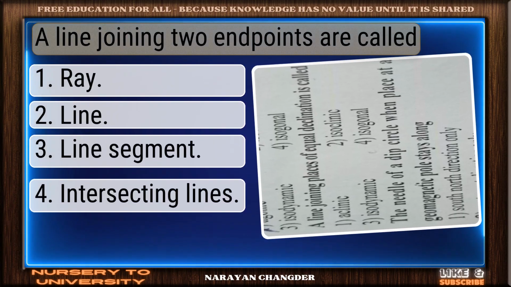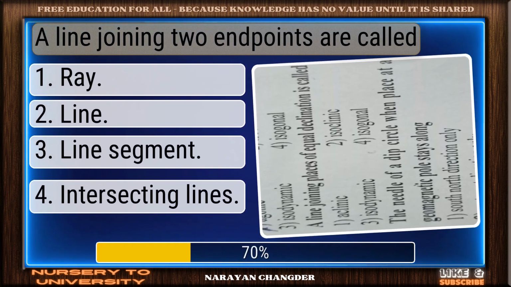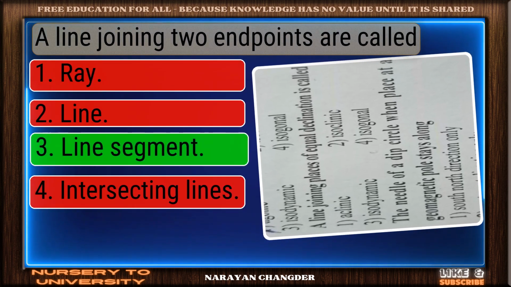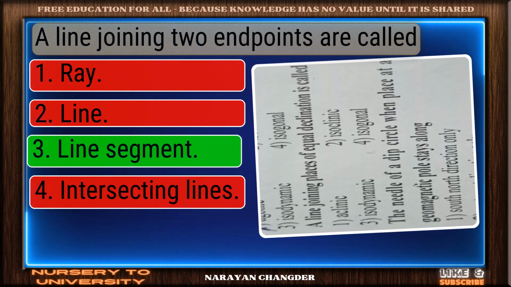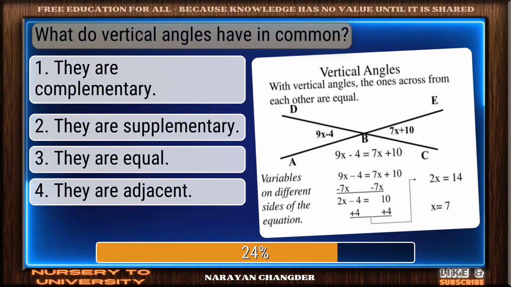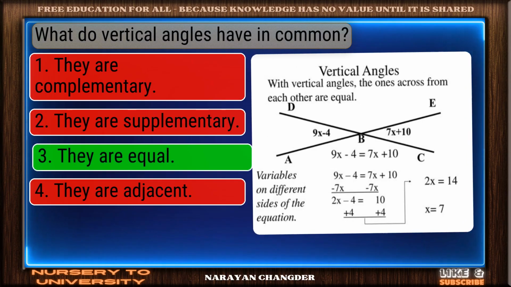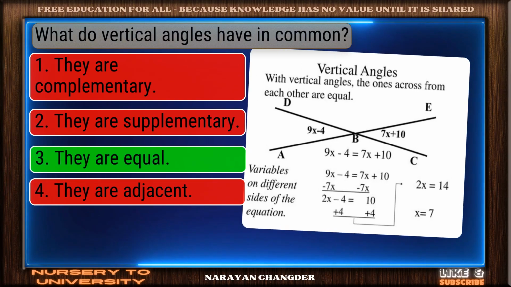Question number 71. A line joining two endpoints is called. Correct response. Line segment is the most accurate answer. Question number 72. What do vertical angles have in common? Solid response. They are equal is a valid choice.